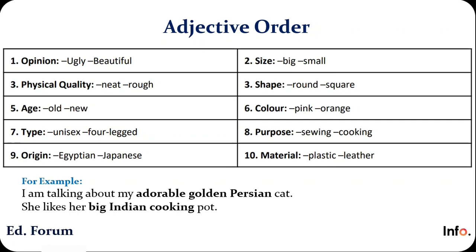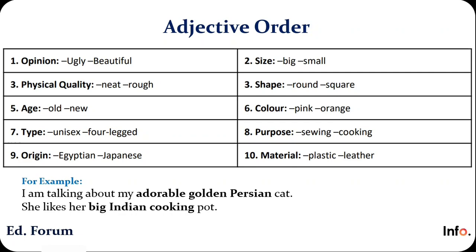Physical quality: neat or rough. This road is quite rough. Then shape: whether it's a triangle, a square, round, rectangular. These are also called adjectives. These are the qualities of those things, right? Age: old, new, ancient. Color: pink, orange. There are 16 million colors in the world and they all are adjectives. Can you believe it? This is quite posh. Type: unisex, four-legged, right? These are the types of some things.